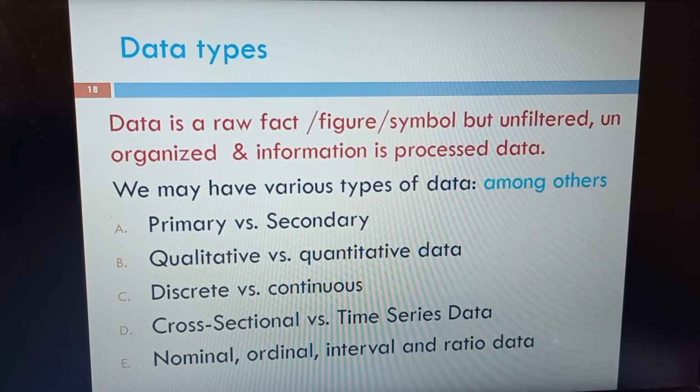Now let's come to data and data types. As you know, data is raw fact or figure or symbol, which is unfiltered, unorganized, and less dependable for decision making. We cannot rely on data to make a decision because it is unfiltered, unprocessed, unorganized.